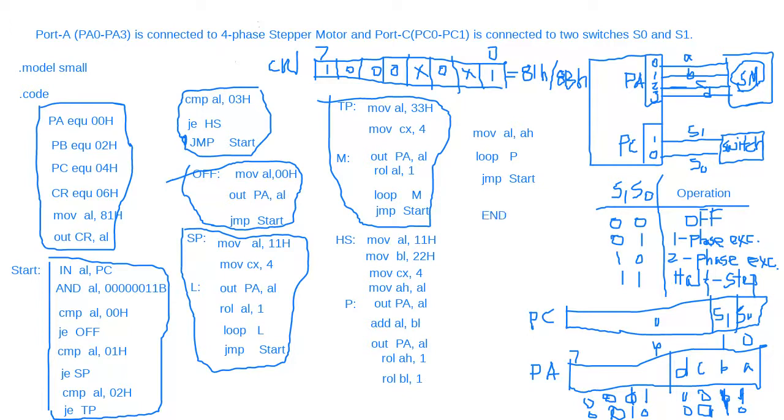Now look here, I am explaining it. First of all, we make AL equal 1 1H because we need 1 1H for single phase excited mode, and for two phase excited mode we need 3 3H. So 3 3 we actually get from 1 1 plus 2 2. So we use move BL comma 2 2H. And then the counter value is 4 because the loop will run 4 times, and this AL value 1 1H we will also save in AH, because AL we will use again and again.